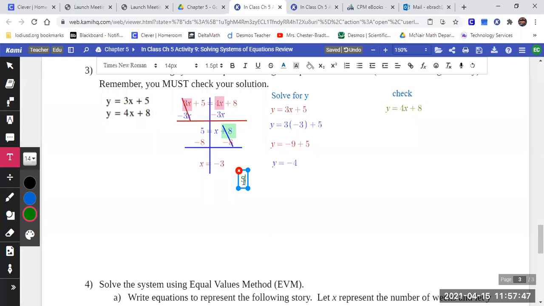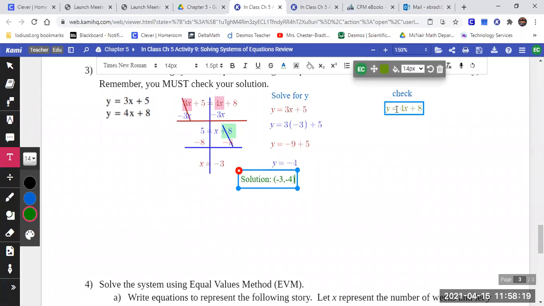So we're looking at our solution. What would our coordinates be of the solution that made them equal? What was the x we found? What was the y we found? That was the point of why we did it. The x was when they were in balance and the y. So -3, -4. That's what we believe the solution is. But we're going to go check it. We're going to go do the check.